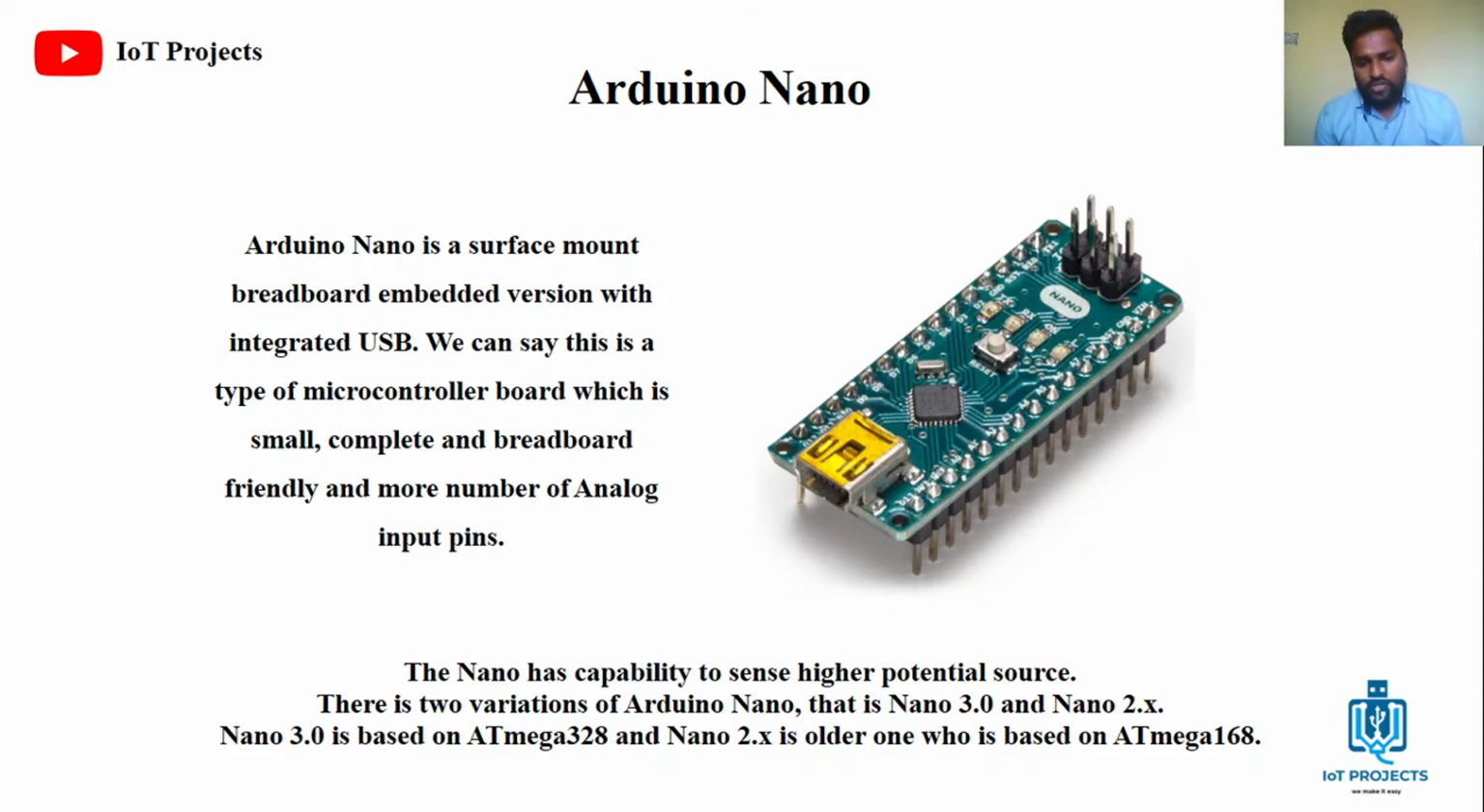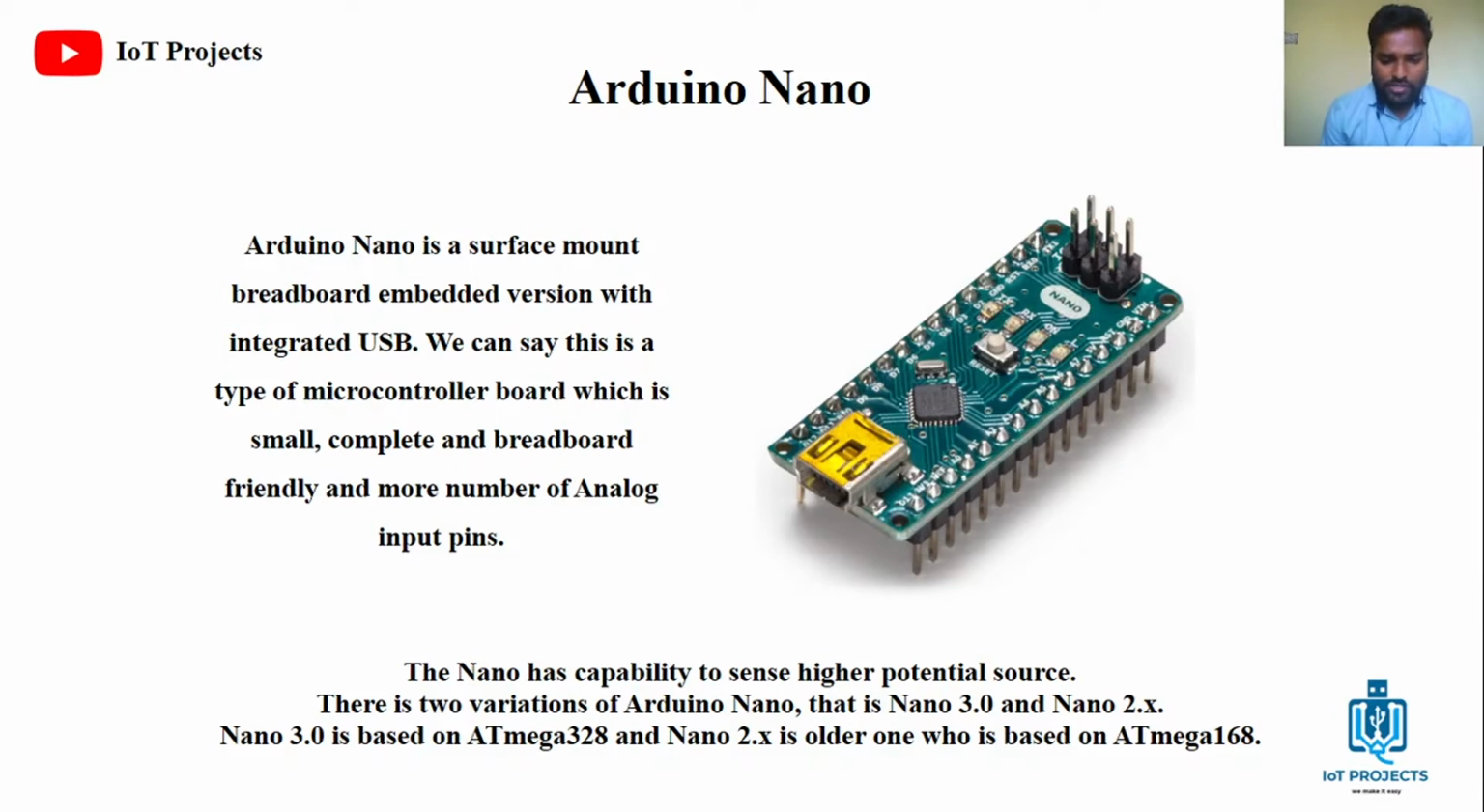Two variations of Arduino Nano are available, Nano 3.0 and Nano 2.x. Nano 3.0 is based on the Atmega 328, and Nano 2.x is the older version based on the Atmega 168. So Arduino Nano 3.0 is advanced and it is similar.